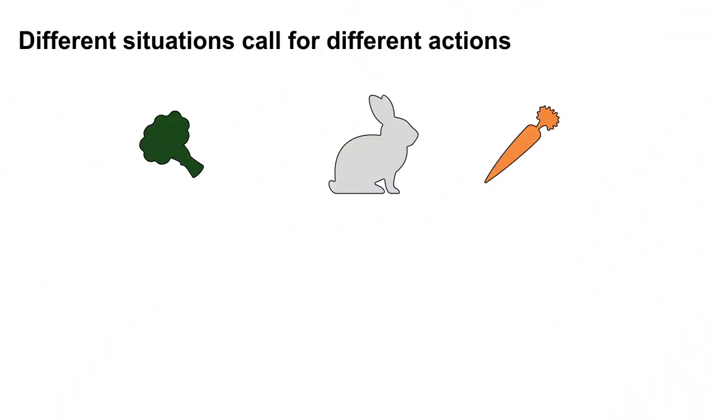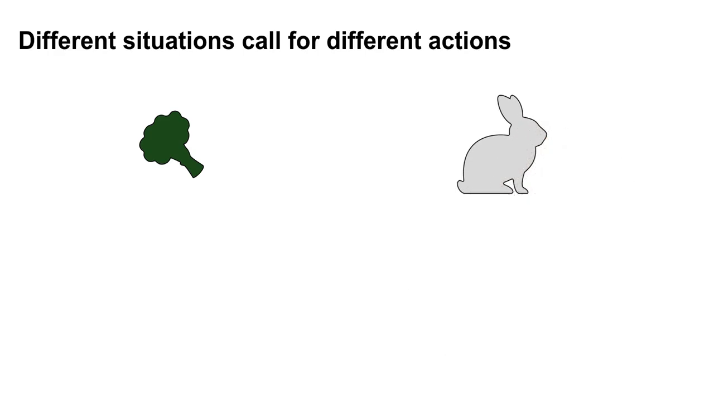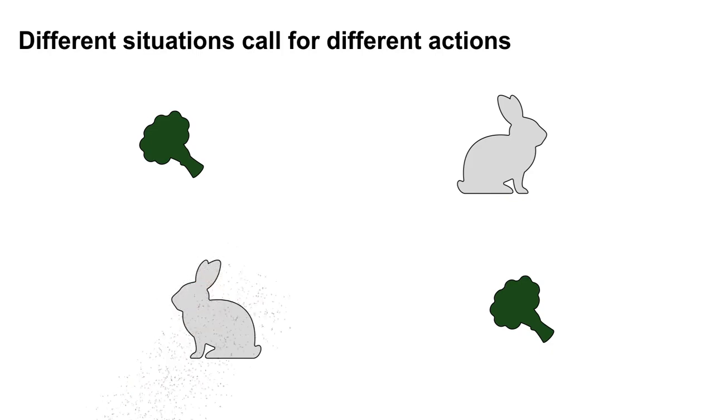Imagine a rabbit is wandering around in a field, looking for food, and finds itself in a situation where there is a carrot to its right and broccoli on its left. Our rabbit prefers carrots, so eating the carrot generates a reward of plus 10. Eating the broccoli, on the other hand, generates a reward of only plus 3. But what if later the rabbit finds itself in another situation where there is broccoli on the right and carrot on the left? Here the rabbit would clearly prefer to go left instead of right. The k-armed bandit problem does not account for the fact that different situations call for different actions.